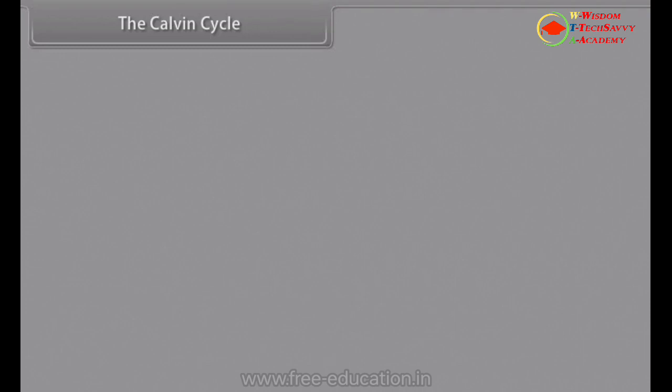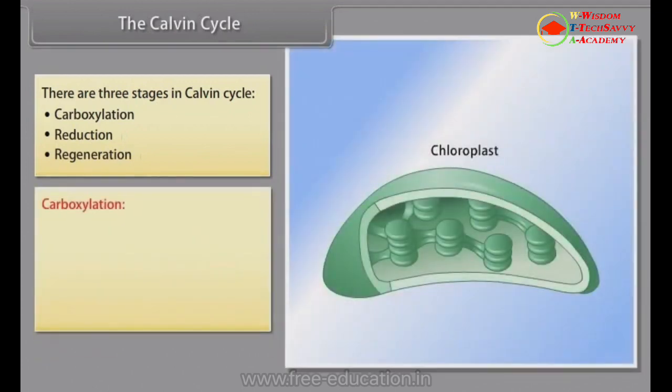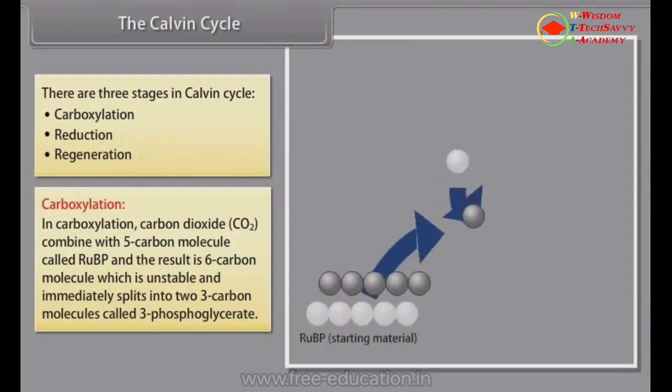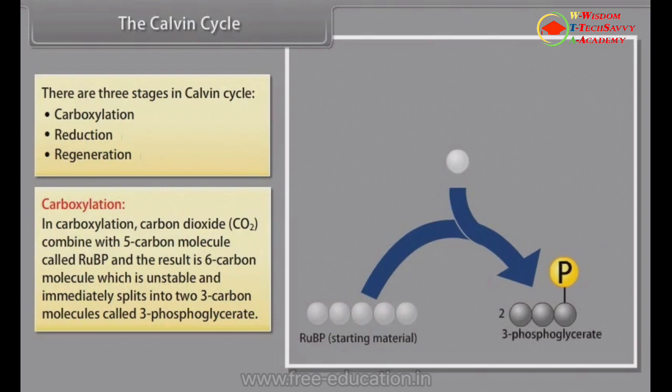The Calvin cycle. There are 3 stages in the Calvin cycle. They are carboxylation, reduction, regeneration. Carboxylation. In carboxylation, carbon dioxide, CO2, combines with a 5-carbon molecule called RuBP, and the result is a 6-carbon molecule, which is unstable and immediately splits into 2 3-carbon molecules called 3-phosphoglycerate.